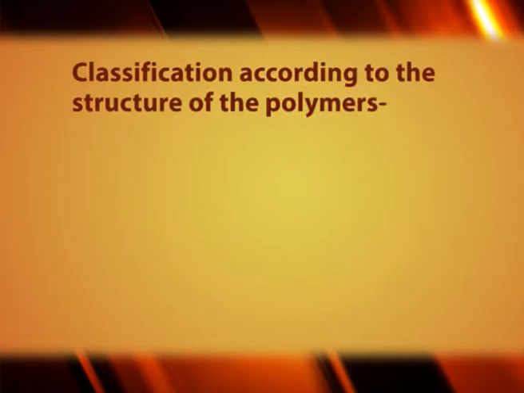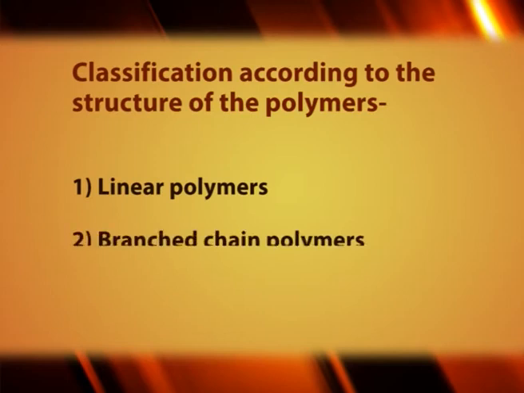The third set of classification is according to the structure of the polymers. Here we have linear polymers. These polymers contain long, straight chains. The instances are high density polyethylene, polyvinylchloride, etc. Then we have branched chain polymers. These polymers contain branched chains having some divisions, for example low density polyethylene.